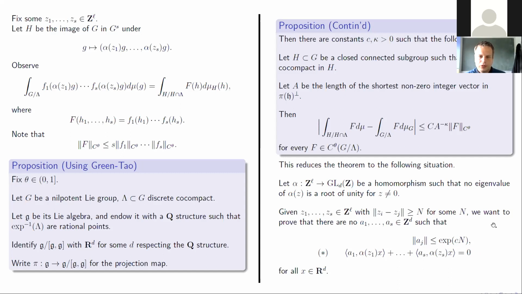So what I formalized here is that there is no short integer vector in the orthogonal complement of this twisted embedding of R^D inside (R^D)^S.